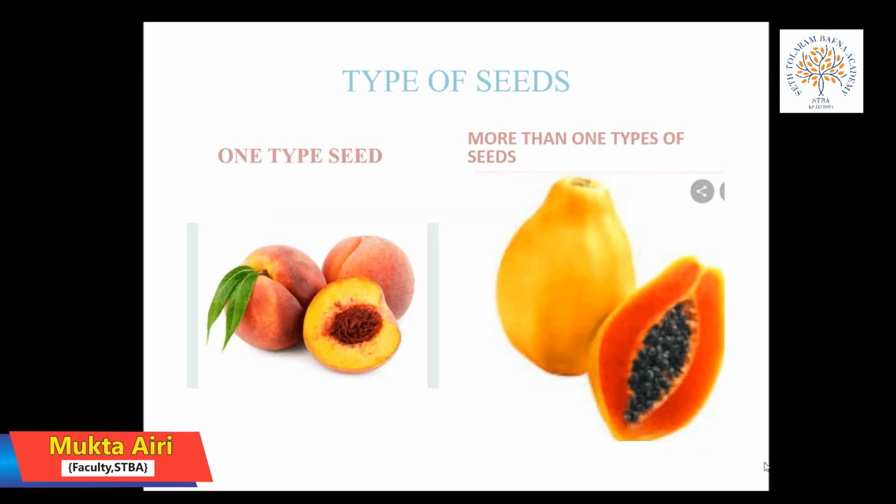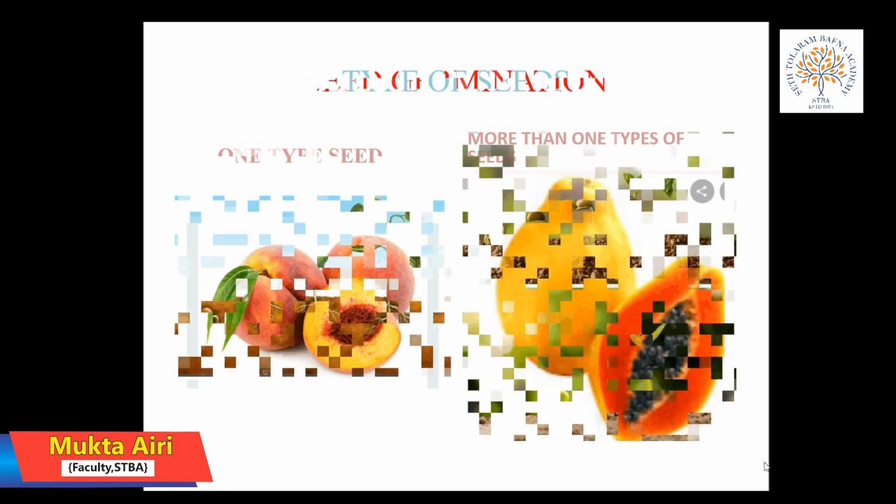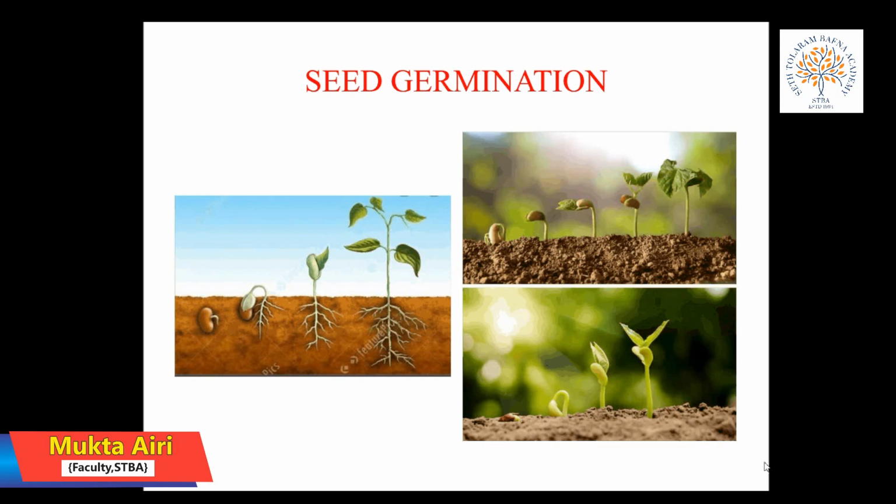Mature seeds can grow into a new plant only if they have proper conditions to germinate. That is, they start sprouting. Now, germination of seed. A seed contains a baby plant. A seed needs soil, water, air and sunlight to grow into a new plant. The process of growth of a new plant from a seed is called germination.